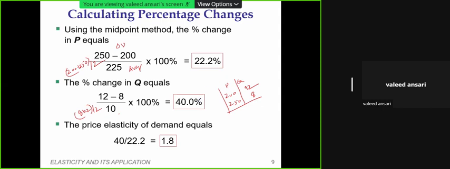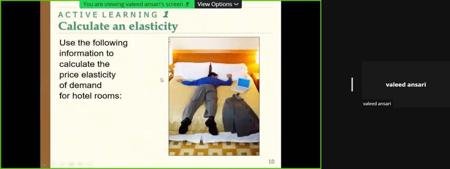So when we divide this percentage change in quantity demanded by this, you get a number which is greater than 1. It means that the quantity demanded is sensitive: the increase in price results in a greater decrease in the quantity demanded, and that is why we get this result. So this is the example.